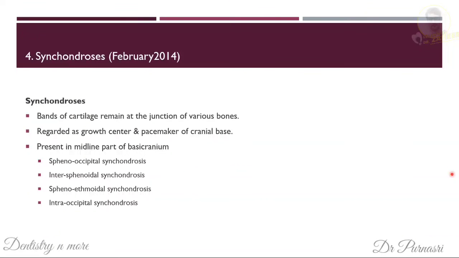Next question is synchondrosis. Synchondroses are bands of cartilage that remain at the junction of various bones. These bands are considered as a growth center and pacemaker for the cranial base. There are four synchondroses present in the basicranium. You can list them out.